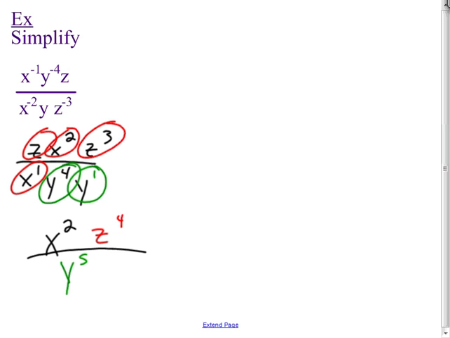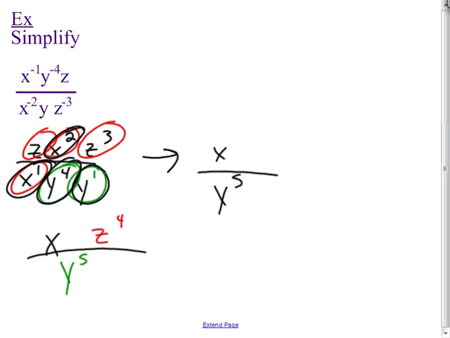I started the problem wrong. I had 2 x's on the top and 1 x on the bottom. Hopefully you caught that. That gives me just x on the top. So real quick to this one, x is on the top, x is on the bottom, which leaves me 1 x on the top. All my y's are in the bottom, which gives me y to the 5th on the bottom. And then my z's are all on the top, which gives me z to the 4th in the top. Sorry about that. So this problem that started here simplifies over there.